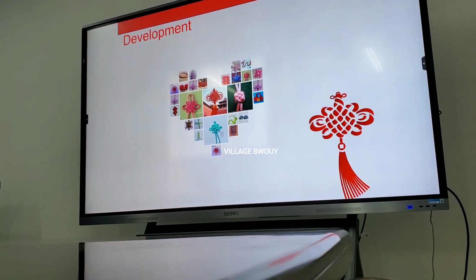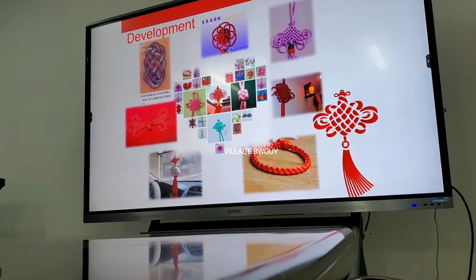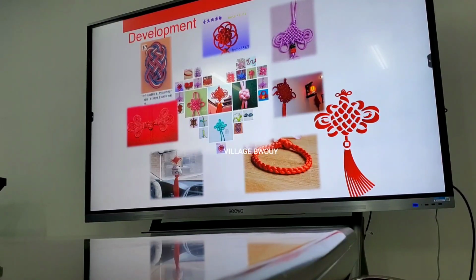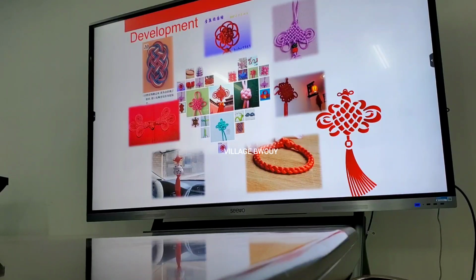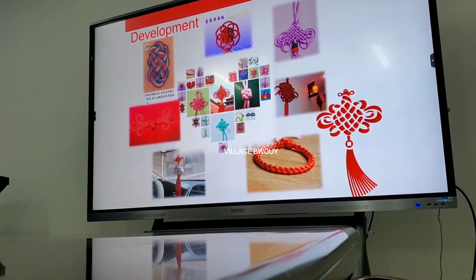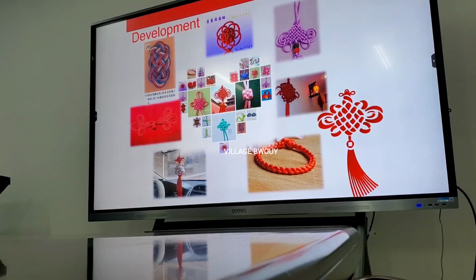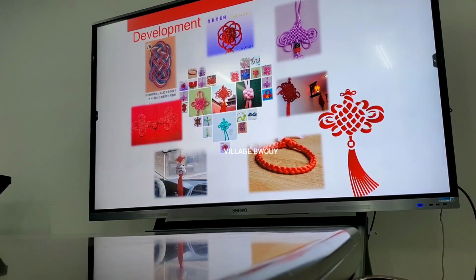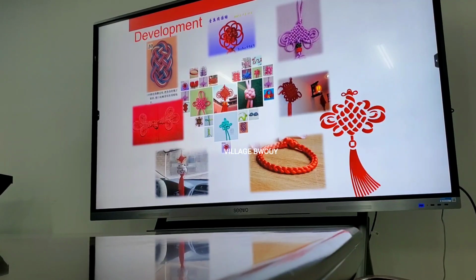So now you can see many different types of Chinese knots, and basically there are more than 200 types of Chinese knots now. It is used to decorate the house, or this one is for the bracelet, very similar to the bracelets like this. And it's also hanging in the car to decorate, the left corner, you see.